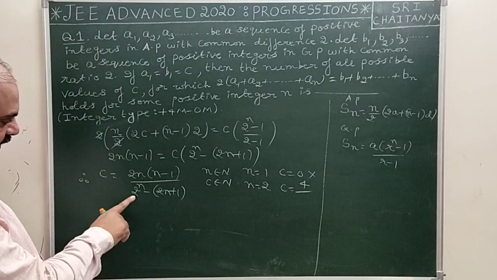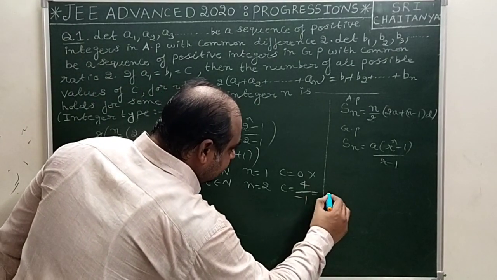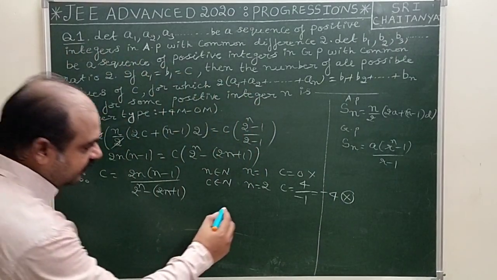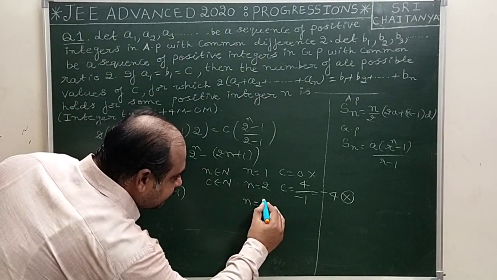4 divided by, this is 4 minus 3. So minus 4, this is also not an integer. So that is not allowed. Like that, by trial and error we will proceed.